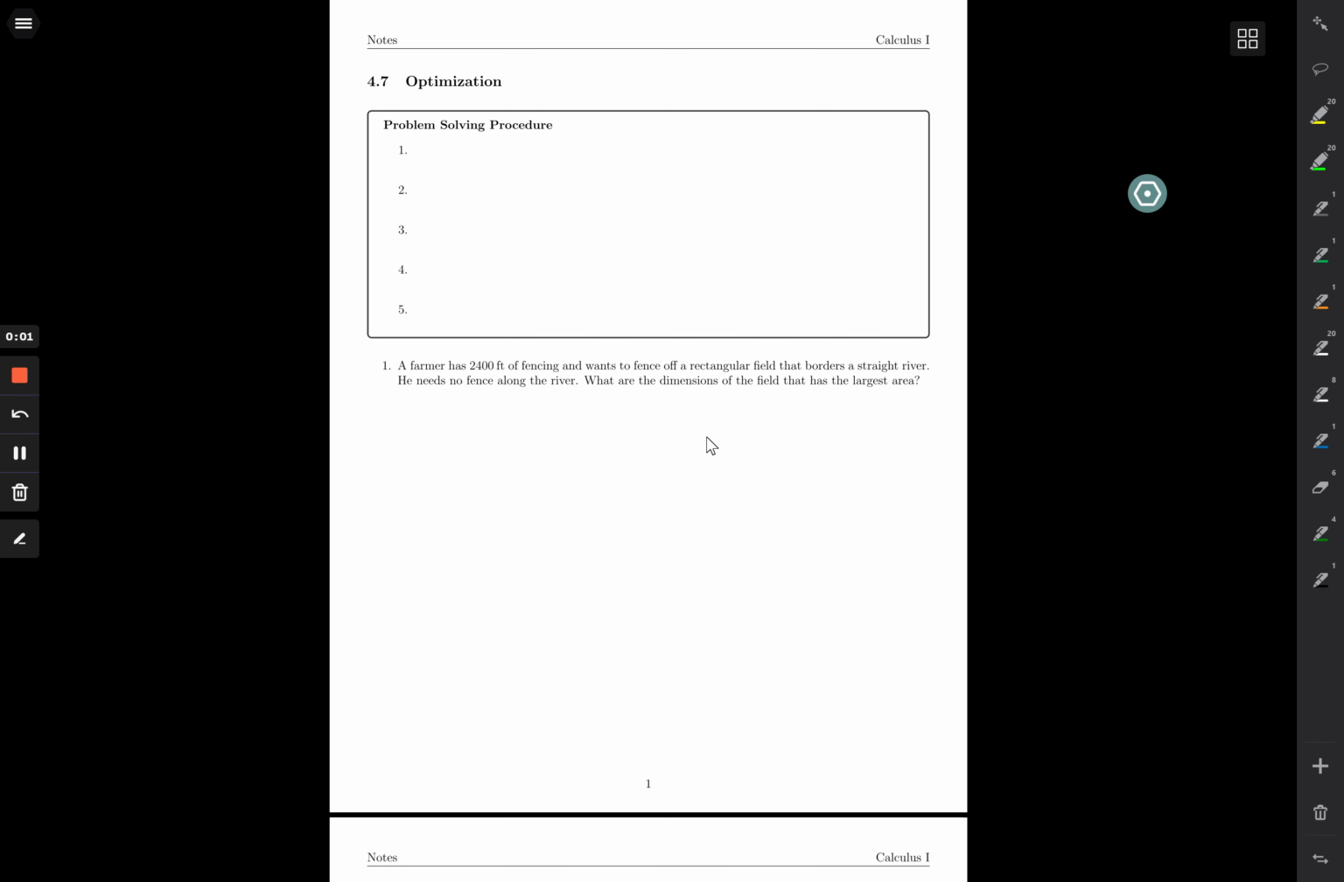Okay, so in this section we are talking about optimization, and essentially we're going to use the strategies that we've had for finding local and absolute extrema, and we're going to apply these to applied problems. The problem-solving procedure that you'll use starts off somewhat similar to a related rates problem. So the first thing that you want to do is draw a picture if appropriate.